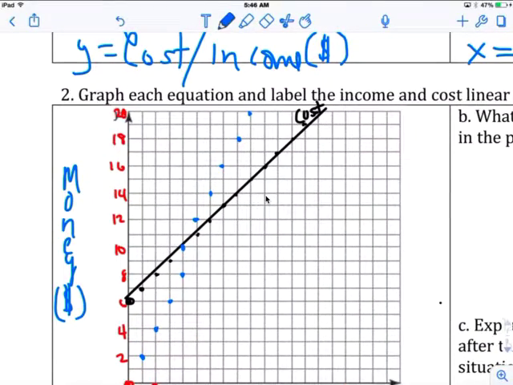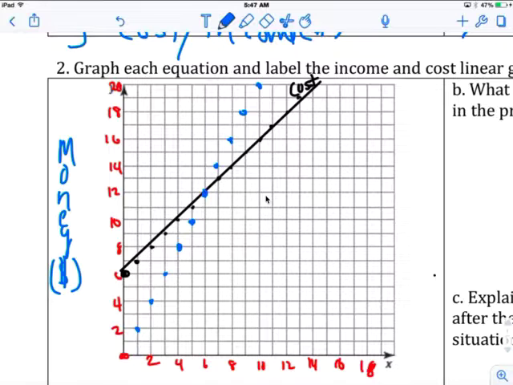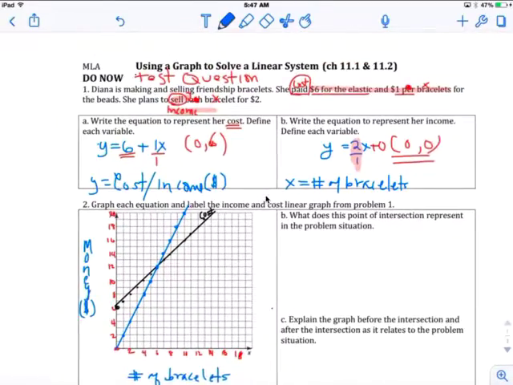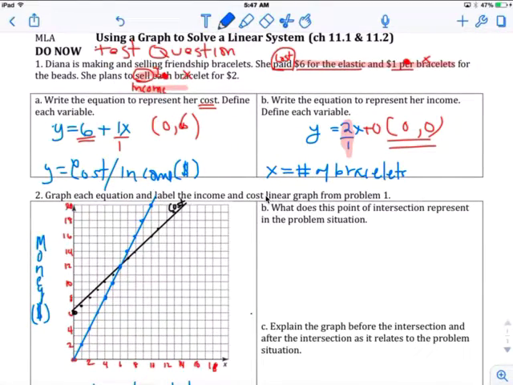Oops. Noticed? I noticed it was not in a straight line. I knew it was wrong. When you're making dots, sometimes you don't notice. But then you go to make a line, it's not straight. You have to go, oh, I did something wrong. This is what you're selling it for, so this is the income line.